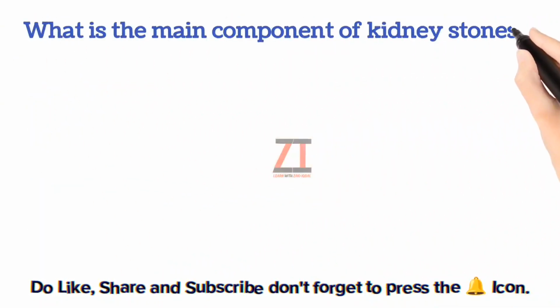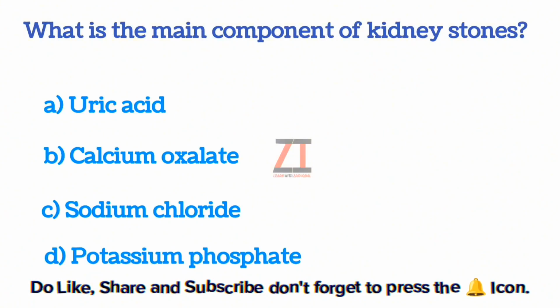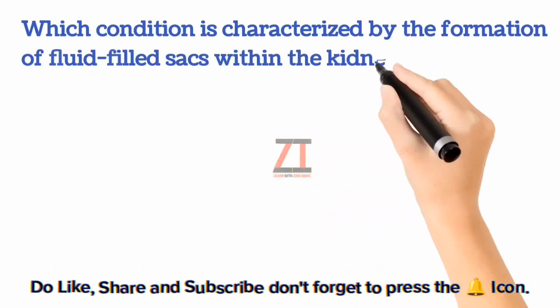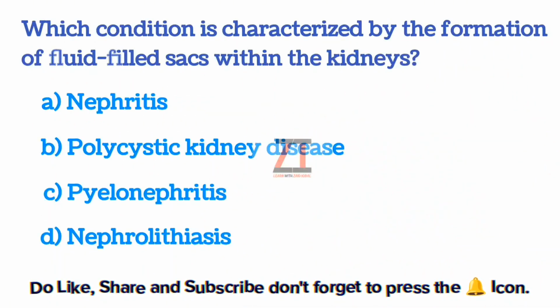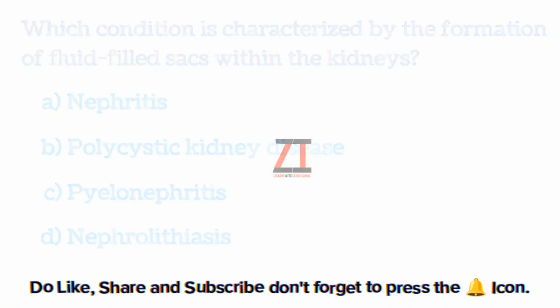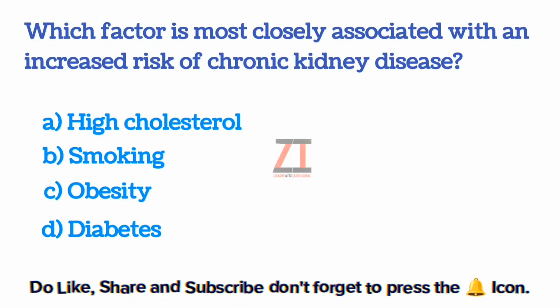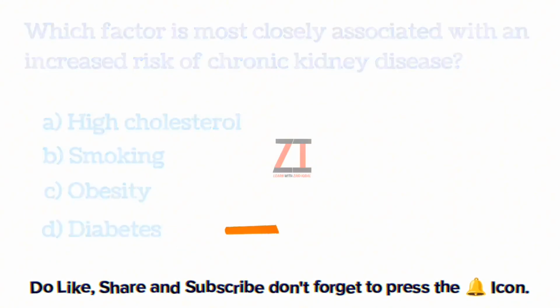What is the main component of kidney stones? Right answer is option B, calcium oxalate. Which condition is characterized by the formation of fluid-filled sacs within the kidneys? Right answer is option B, polycystic kidney disease. Which factor is most closely associated with an increased risk of chronic kidney disease? Right answer is option D, diabetes.